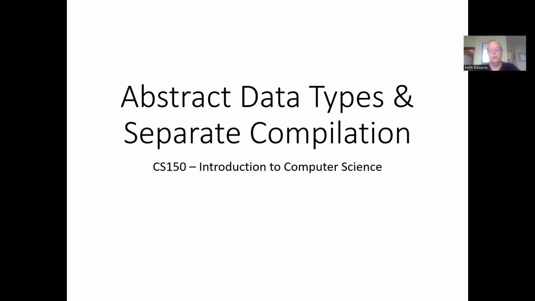Computer Science 150, Introduction to Computer Science. Today we're going to talk about abstract data types and separate compilation, why this idea is so important for code reuse and organizing our code for larger projects.